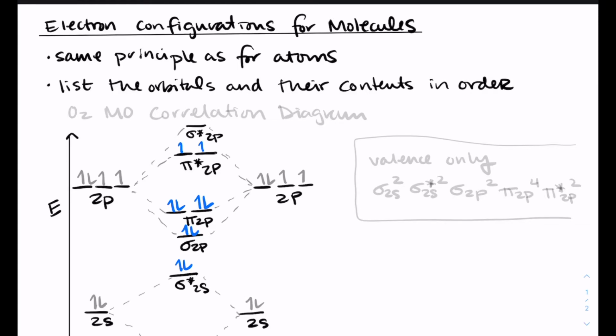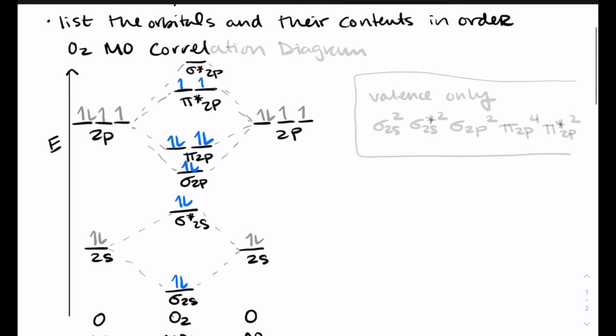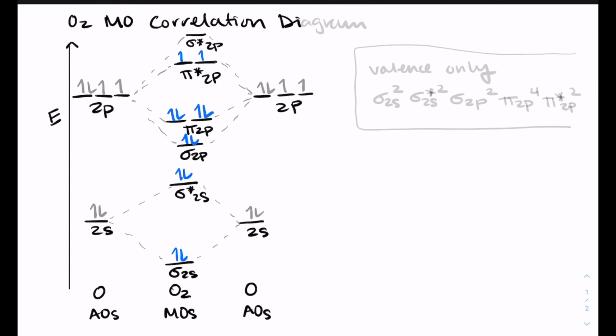So, I have just brought over the MO correlation diagram for O2 that we made at the end of the last video. And if I were to write the electron configuration for this, I will start at the lowest level, write the orbital, write how many electrons are in it, move on to the next orbital. Now, this is for valence only because I don't have my 1s listed here, and that's okay. We don't need to do a shortcut or anything like that. We can just label it as valence only, or we could go back and make sure we include the 1s. If I'm asking you to do it, valence only is fine.